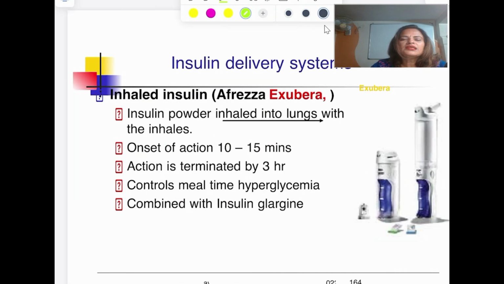Then next is the inhaled insulin. We have two, Exubera and Afrezza. Exubera is banned because of the pulmonary complications. Afrezza is the one which is used, but it is going to give action only for 3 hours. So it controls the mealtime hyperglycemia. We have to combine it with the other insulin or a long acting one like glargine.